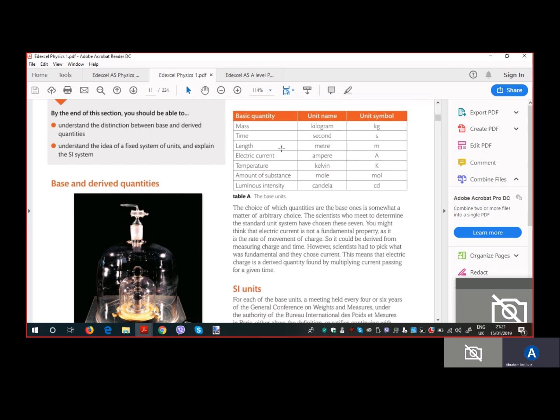So all the base units here are SI units. All the base units are SI units, but not all SI units are base units. For example, Joule is an SI unit, but it is not a base unit.